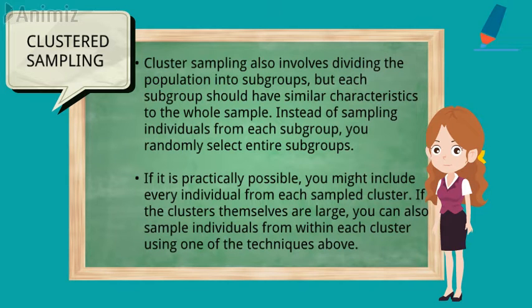If the clusters themselves are large, we can also sample individuals from within each cluster using one of the techniques above. This method is good for dealing with large and dispersed populations, but there is more risk of error in the sample, as there could be substantial differences between clusters. It's difficult to guarantee that the sampled clusters are really representative of the whole population.